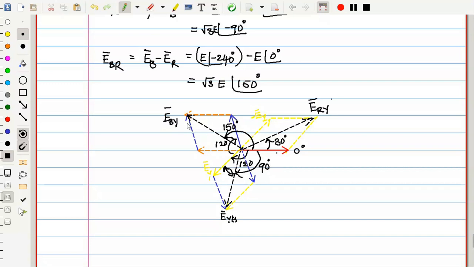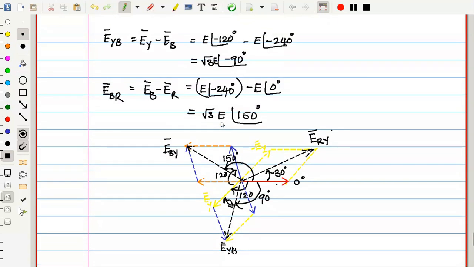Similarly, EBR and EB is differed by 30 degrees. These are very important conclusions, and this phasor diagram is very, very important. All of you draw on your own these three voltages, which are ER, EY, EB first. Then try to find ERY, EYB, EBR on your own through the phasor diagram. So you can understand many conclusions from this phasor diagram if you have a clear idea on this phasor diagram.